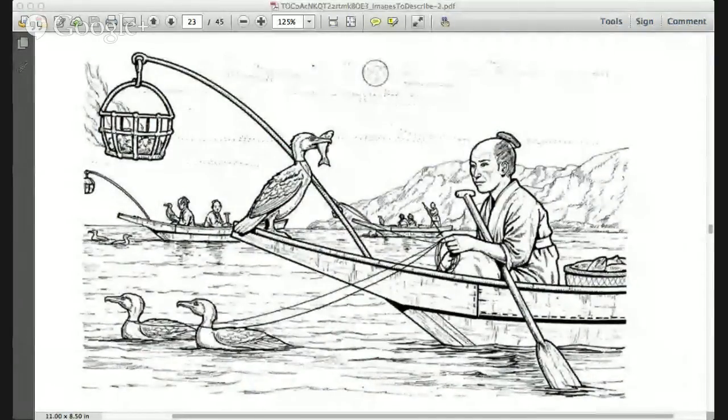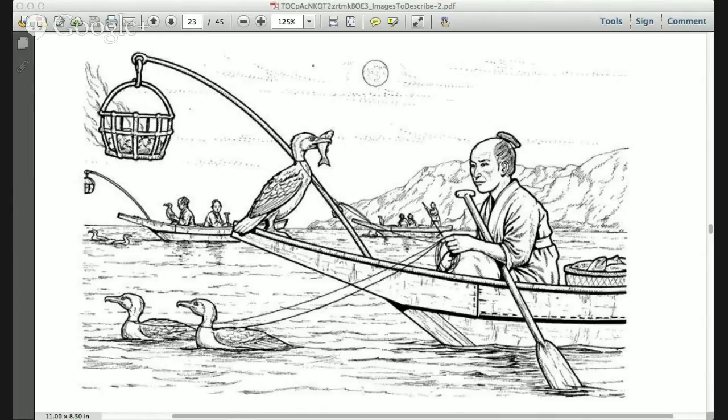Why? What's that for? What do you think? I guess it's to attract the fish, but I don't know. Maybe just so other fishermen know that he's around. Yeah. Okay. And what do you see in the background?